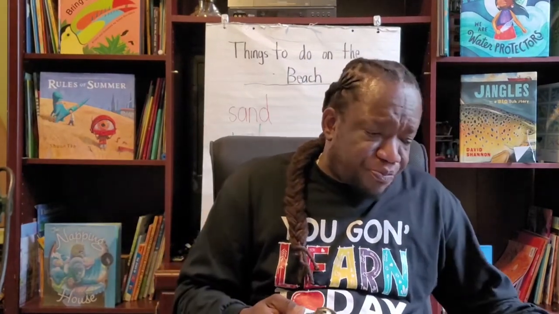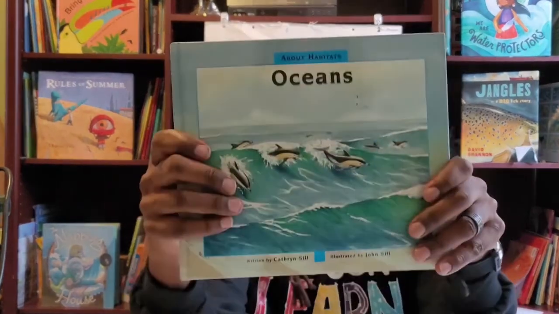All right, we have a book, and because I looked up beaches, it says a sandy or pebbly landform, or sandy or pebbly place that's close to water. But most of the time, when we think about a beach, we think about it being at an ocean. And a lot of times we do. But in St. Louis, we have some amazing places that we can call beaches as well. Maybe we'll get to visit some. Maybe we won't. We'll see. I'll let you know. But today, we're going to read a book. It's called About Habitats, Oceans.